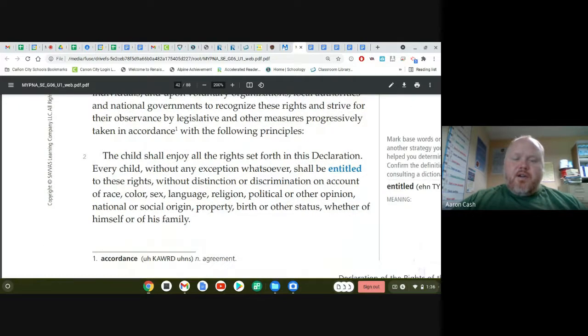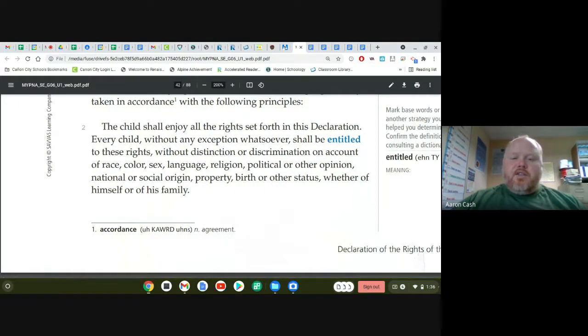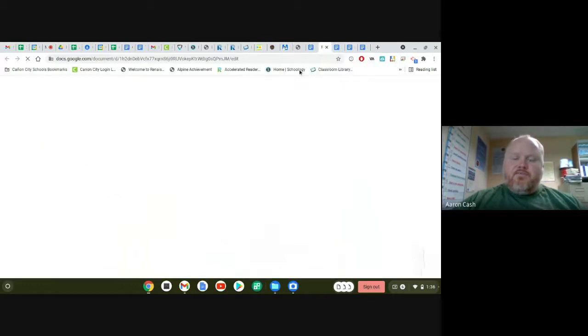Down here in the second paragraph, it says, the child shall enjoy all the rights set forth in this declaration. Every child, without any exception whatsoever, shall be entitled to these rights without distinction or discrimination on account of race, sex, color, language, religion, political or other opinion, national or social origin, property, birth, or other status, whether of himself or of his family. So, again, this is still really confusing. Okay, let's look at paragraph 2.